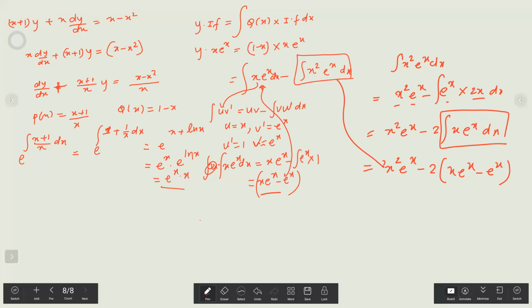So my final answer is going to be y times x e raised to x equals x e raised to x minus e raised to x, minus this part, which is x square e raised to x minus 2x e raised to x plus 2 e raised to x, and of course plus c.